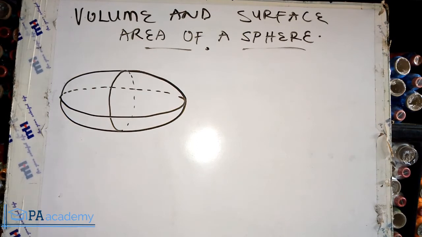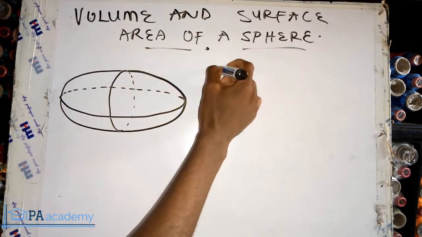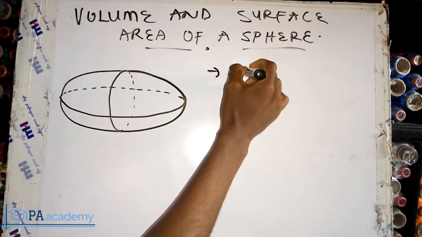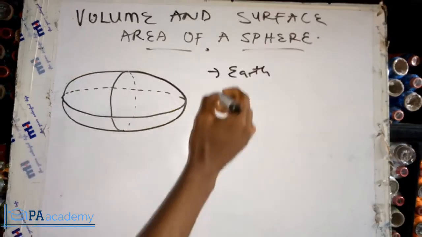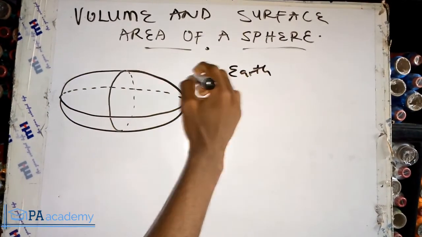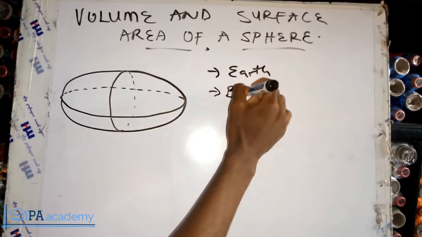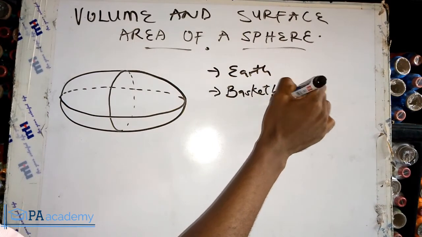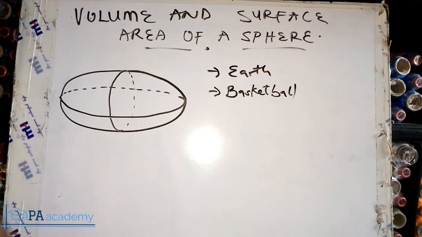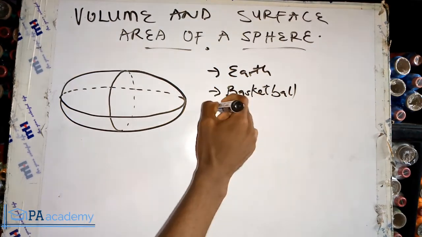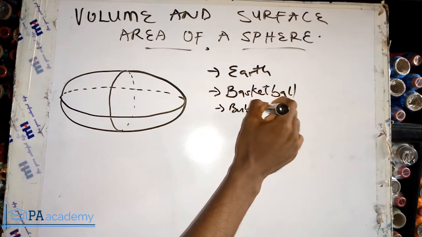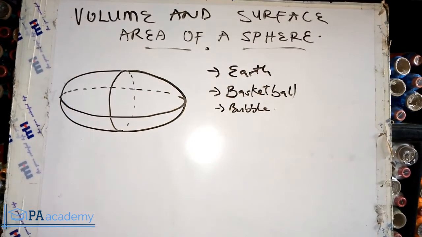And then in practical terms, some of the shapes that look like a sphere are here. First, we have the earth. The earth itself is a sphere. Another example is a basketball. A basketball is also a sphere. And another one is a bubble. So these three shapes are examples of objects that form a sphere.